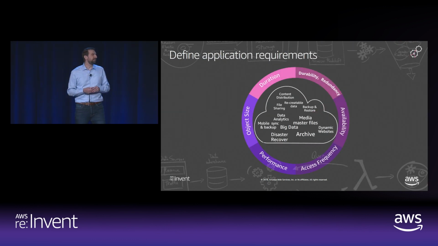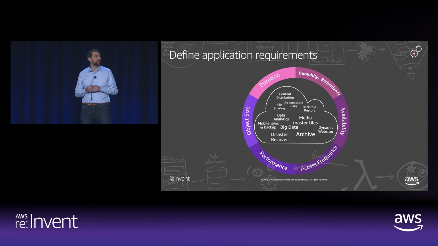Let's talk about defining application requirements. That is really something you know best. You know your applications best. So what is the durability and redundancy you want from your storage? What availability do you need? Do you need 99.99%? Are you okay with 99.5%? What uptime do you need for your applications?